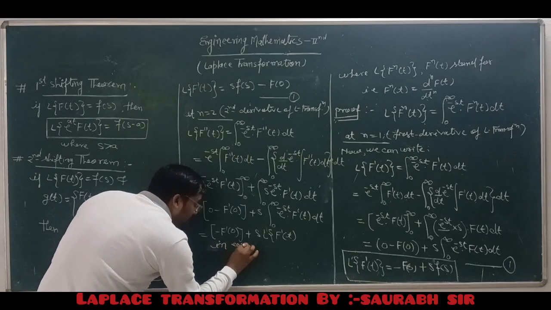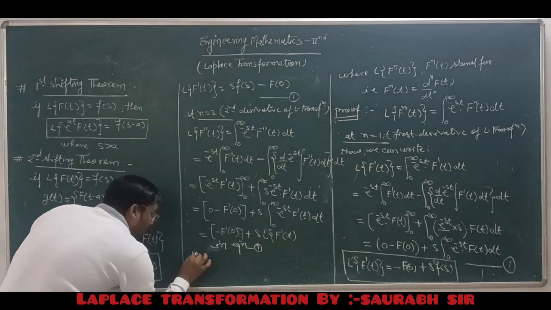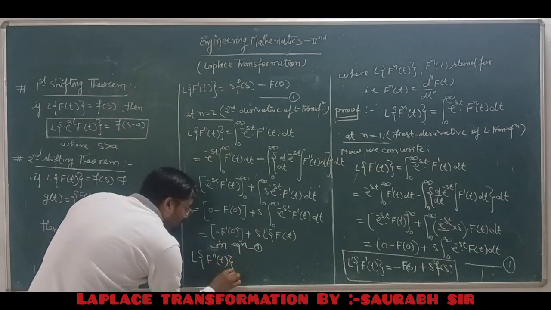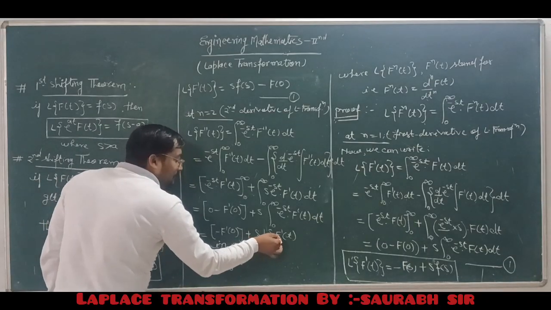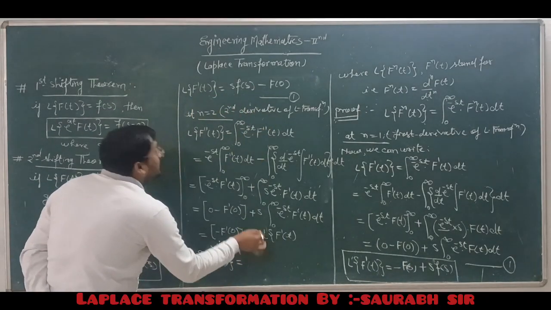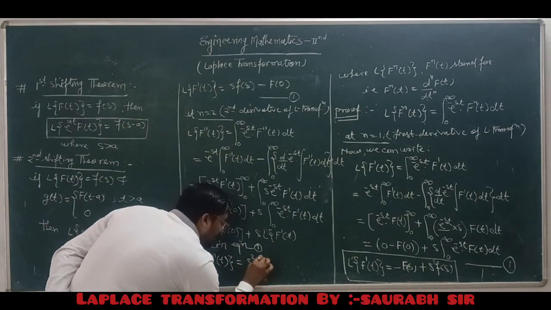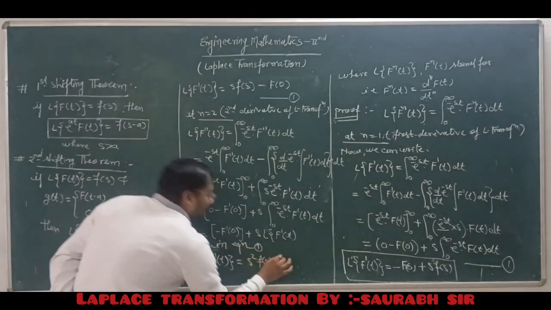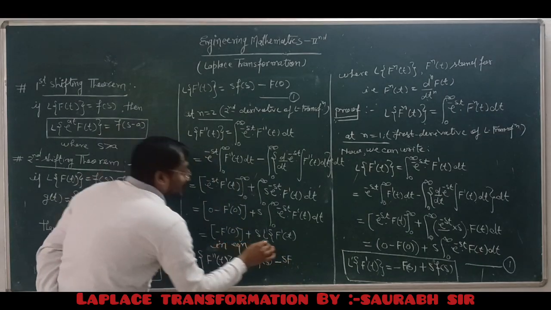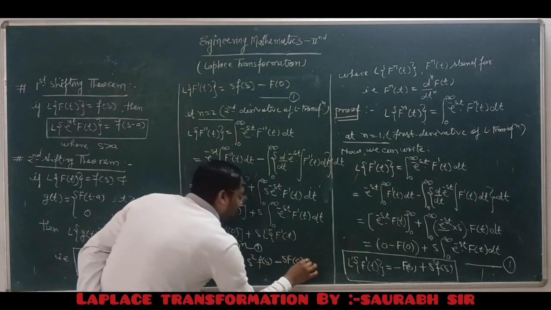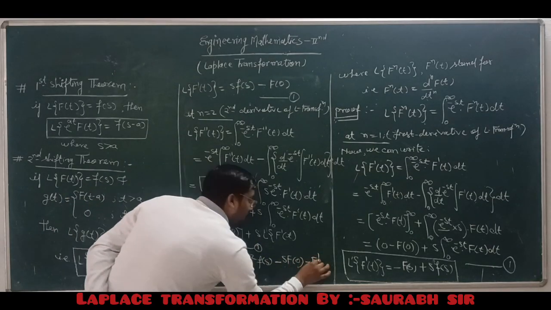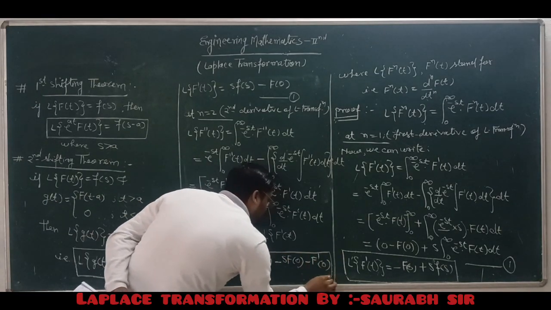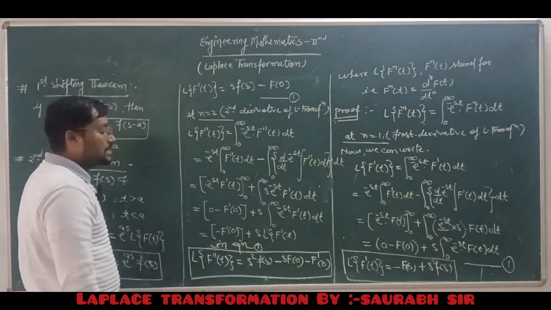In equation first, L{f''(t)} is equal to, putting the value of L{f'(t)}, s square F(s) minus s f(0) minus f'(0). This is known as the second derivative of Laplace transformation.